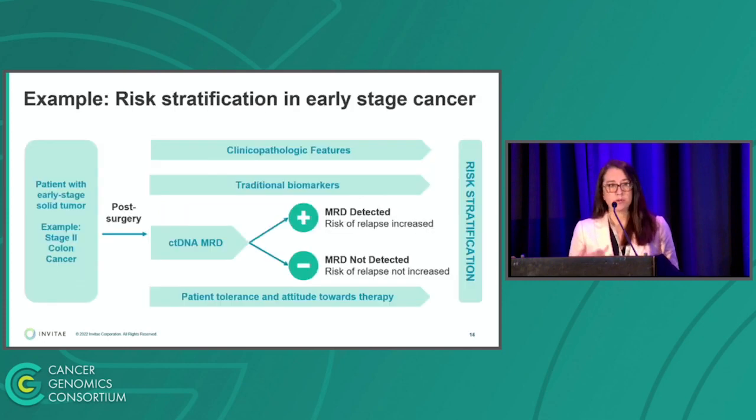And providers are already using risk stratification in their calculation of who to recommend adjuvant chemotherapy for. They already use clinical pathologic features, traditional biomarkers, like this is an example of stage 2 colon cancer, so CEA. But this is one more piece of evidence, since we know that if there is ctDNA present, they are at a higher risk of relapse because there are remaining tumor cells. This is one more piece of information to pull into that risk stratification model.